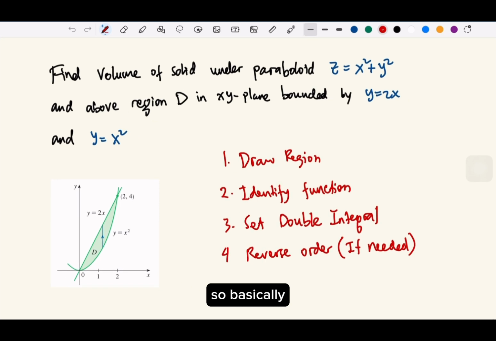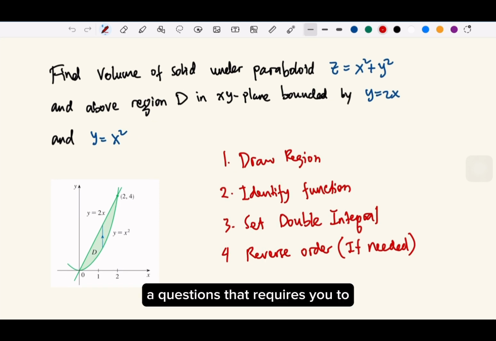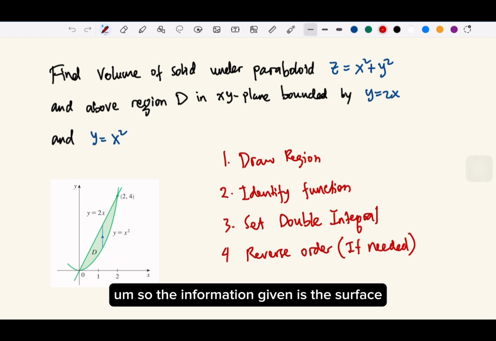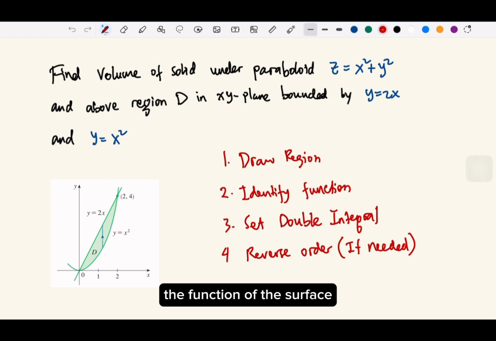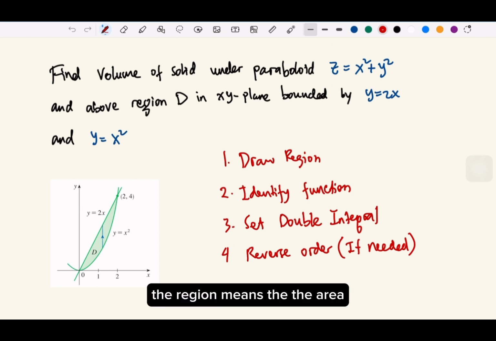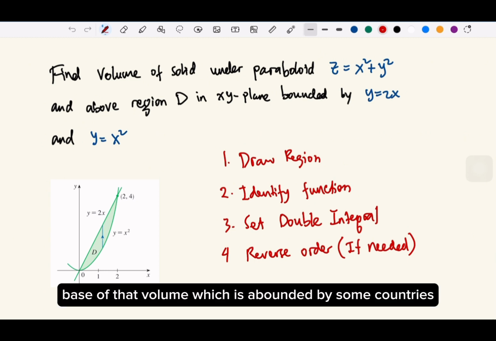So basically, whenever you see a question that requires you to find a volume, the information given is the surface, the function of the surface, which means the function of two variables, z equal to x squared plus y squared, so it's a function of two variables. And then it's also mentioned the region. The region means the area, the base of that volume, which is bounded by some functions.